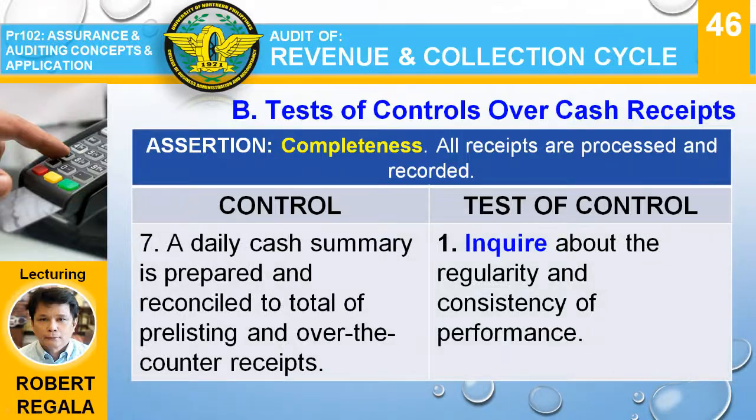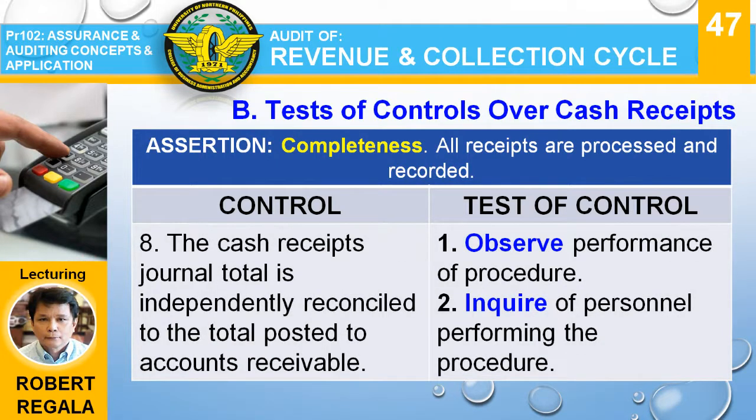Slide 46. The seventh control is described as a daily cash summary. The summary is prepared and reconciled to the total of pre-listing and over-the-counter receipts. The summary total is compared to the total recorded in the cash receipts journal and the total on the validated deposit slips. This control ensures that all cash receipts are deposited and recorded. To test this control over the assertion, the auditor inquires of employees who carry out the procedure about the regularity and consistency of its performance.